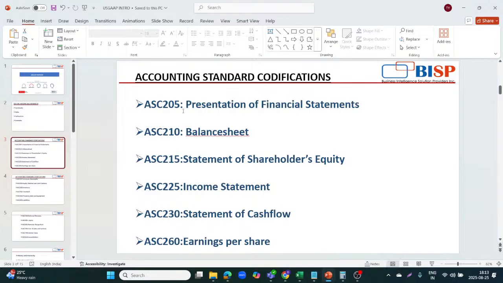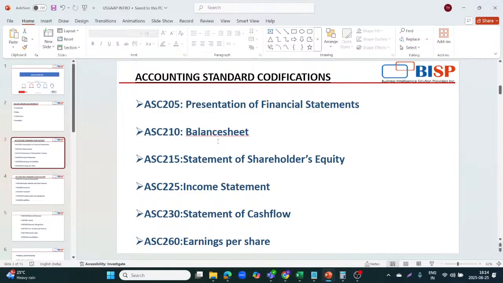So in ASC 205, if you want to refer to how you want to present the financial statements, you will be referring to ASC 205. Then you have ASC 210, that stands for the balance sheet. So this focuses on the presentation aspect of the balance sheet. Balance sheet represents the financial position of the business. It also provides guidance on the offsetting concept of the balance sheet. It represents information about assets, liabilities, owners' equity, and their relationship with each other.